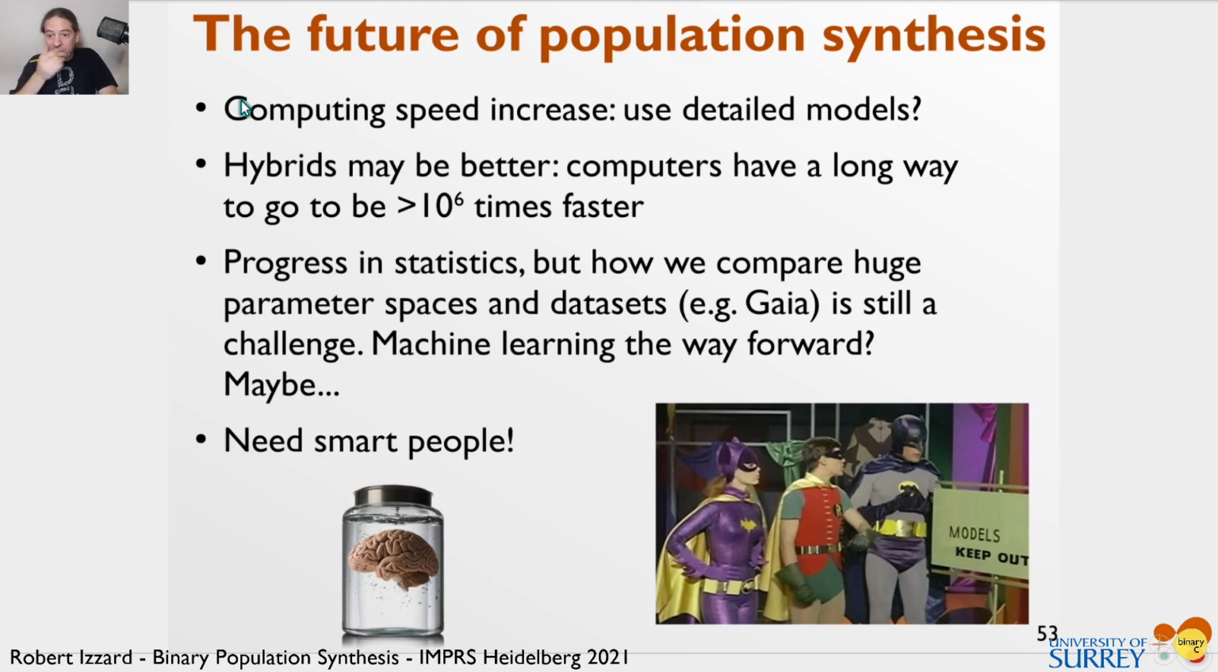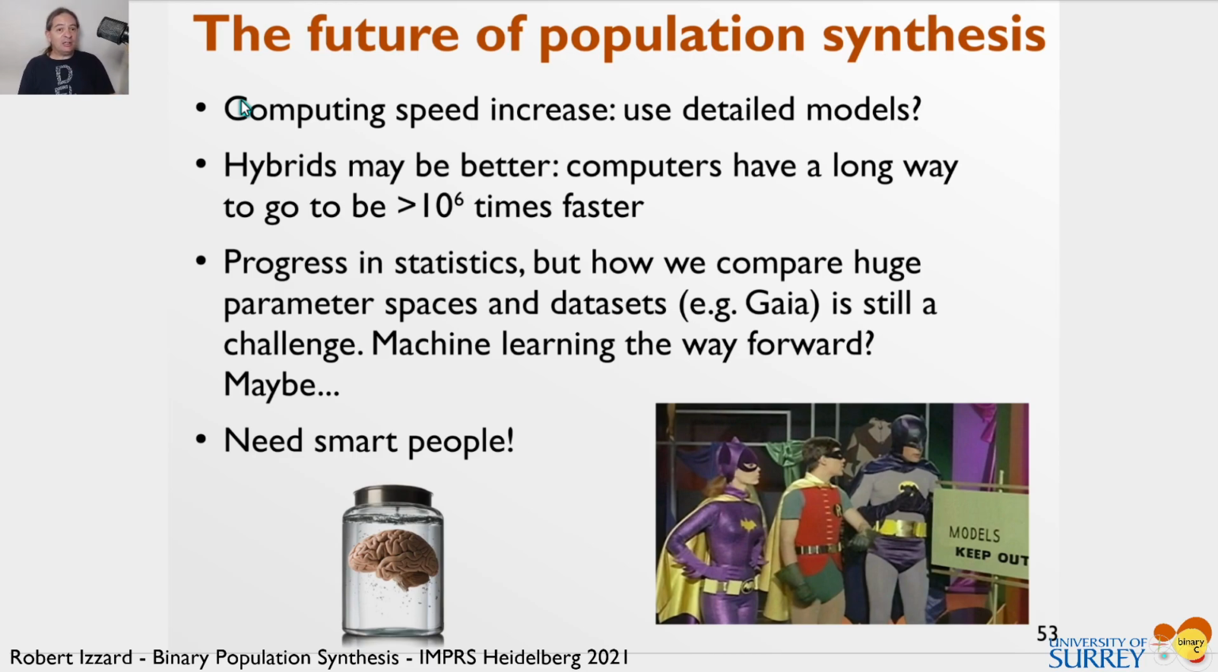Now, a quick word, because we've got 1 minute left, on the future of population synthesis. A lot of what I do relies on these fast models. Will we need those forever? Well, I think for at least a little while we will, because computers are not 1,000,000 times faster than they were 10 years ago. It's not going to happen in the near future. Maybe quantum computing can get us there, but at the moment I don't think it'll happen. So we're still going to need those because the parameter space we want to explore is so huge.